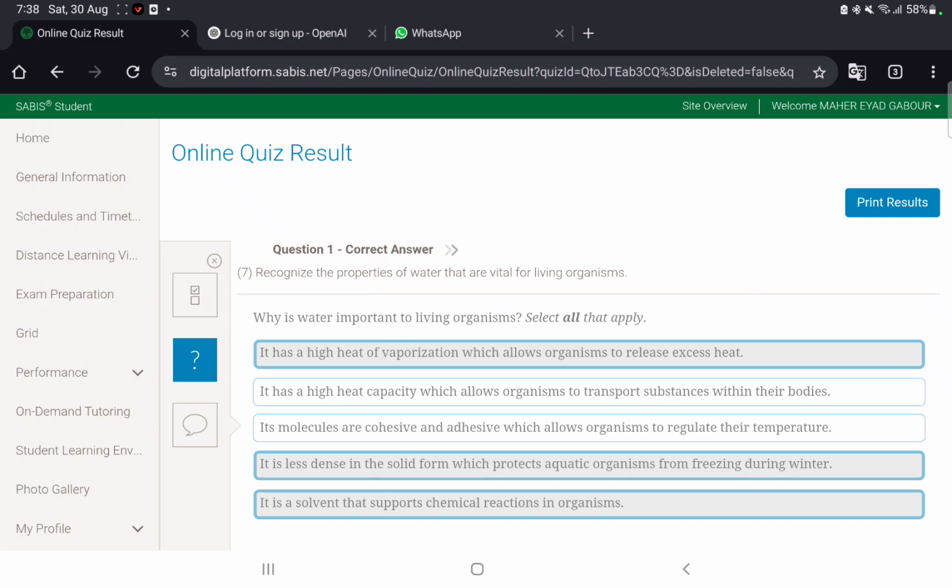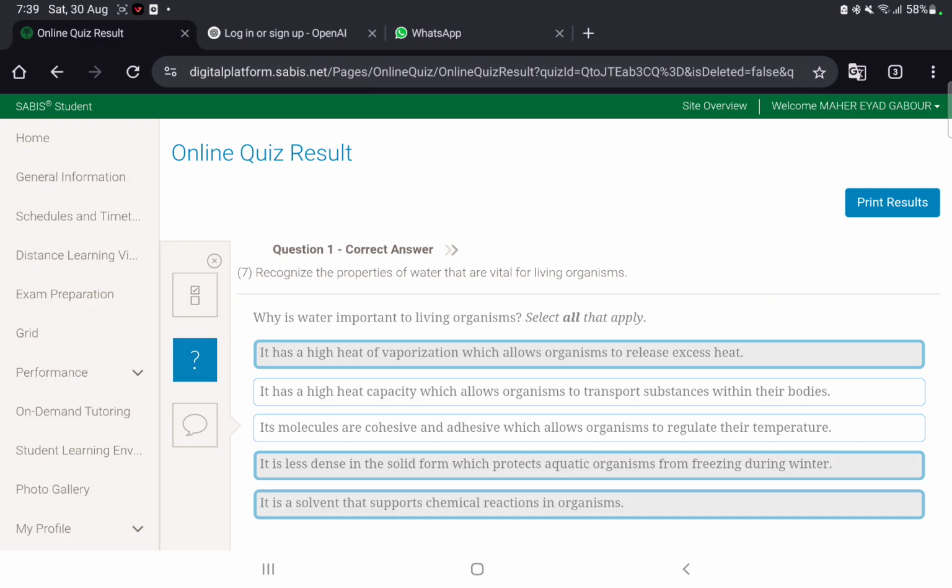It is less dense in the solid form, which protects aquatic organisms from freezing during the winter. So basically, when I freeze ice, the ice is less dense than water, meaning the ice floats on water. The ice acts as a shield, protecting the underwater organisms from the cold above, so the cold doesn't get down to the water as much. Combined with the high heat capacity, it doesn't easily change temperatures. So the aquatic organisms are unharmed.